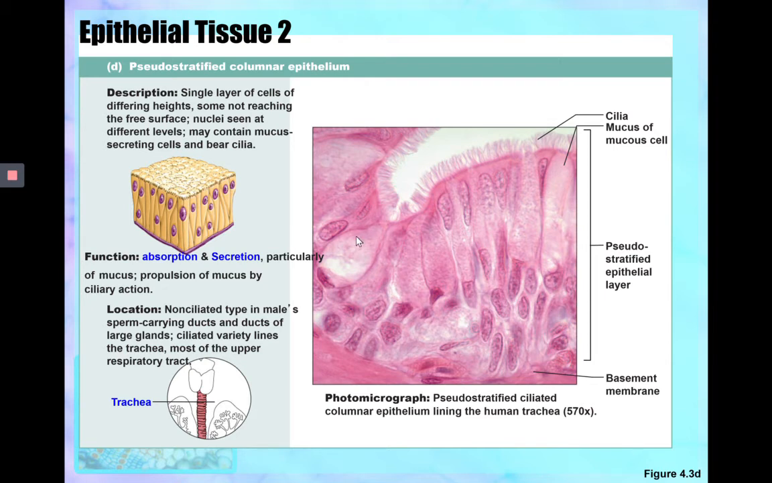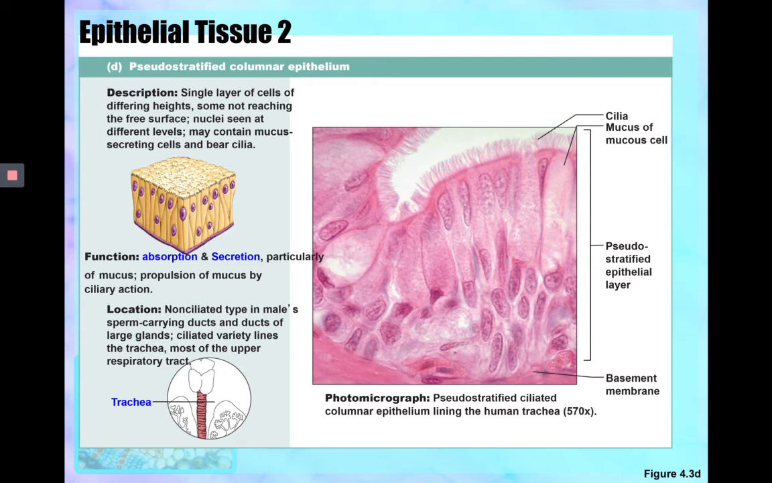And again, we're going to see the same functions so far. Since we hit simple cuboidal, absorption and secretion have been our main functions, whether it's secretion of mucus or propulsion of mucus by the ciliary action of the cilia on both simple columnar and pseudostratified. The location tends to be the respiratory tract, the upper respiratory tract, like the trachea or around your larynx. Trachea is going to be a big location, but you'd also find some of this in really large glands, or maybe even the sperm-carrying ducts in males. But the trachea, upper respiratory tract, is a good location to know for pseudostratified columnar epithelium.